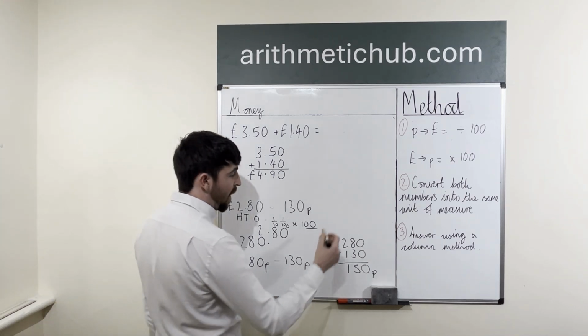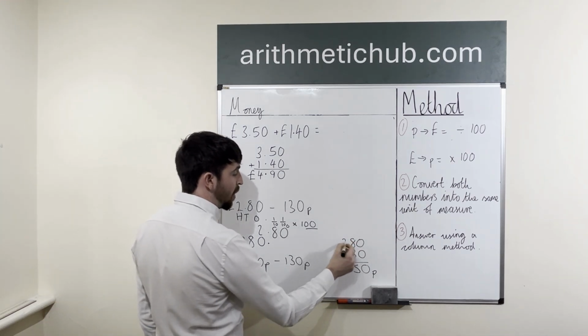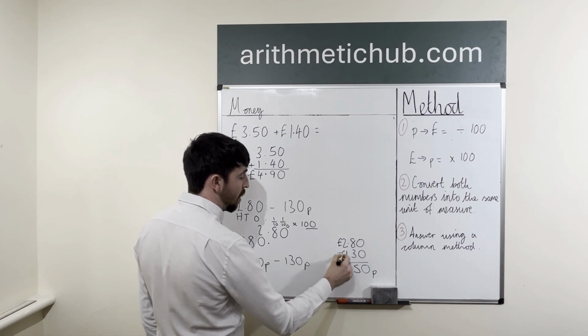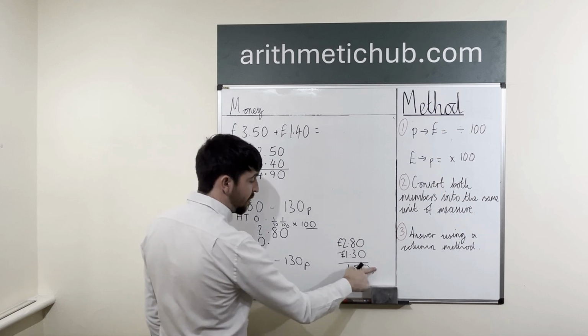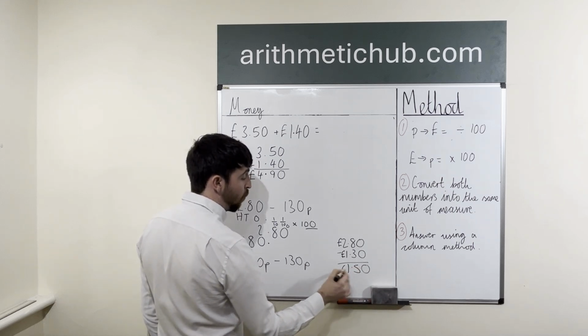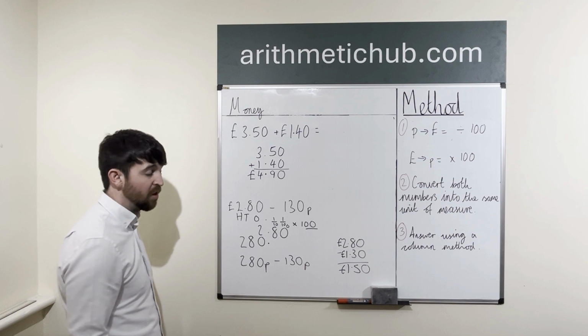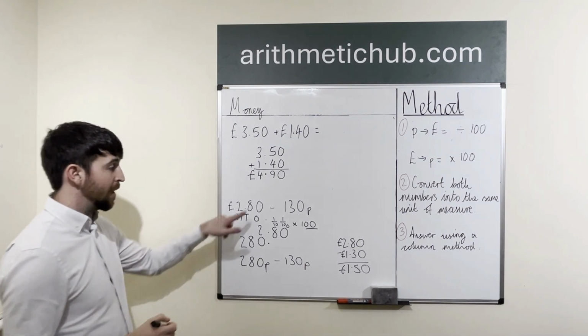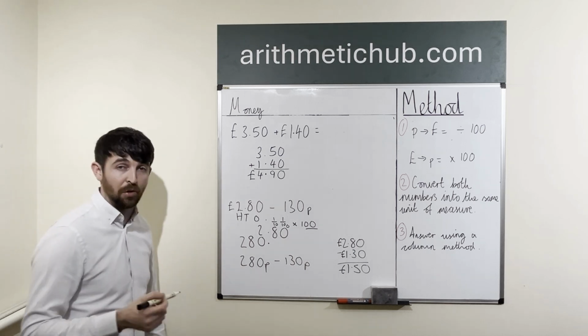It would still be right, however, if I'd said, I'm going to do £2.80, subtract £1.30 to get an answer of £1.50. Both of those are correct. It just depends which way you would like to convert these so they're both in the same unit of measure.